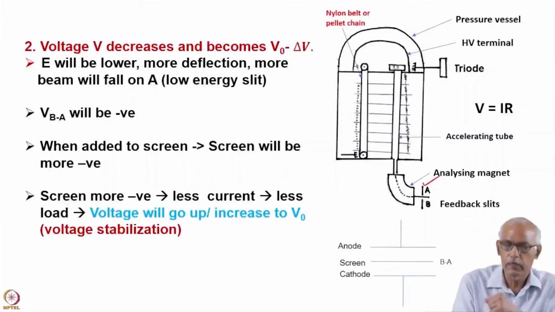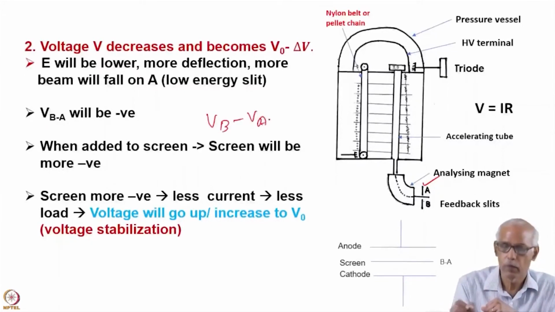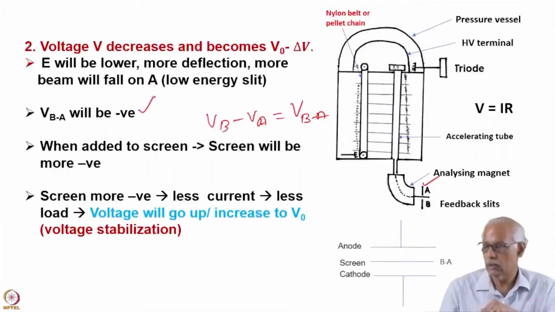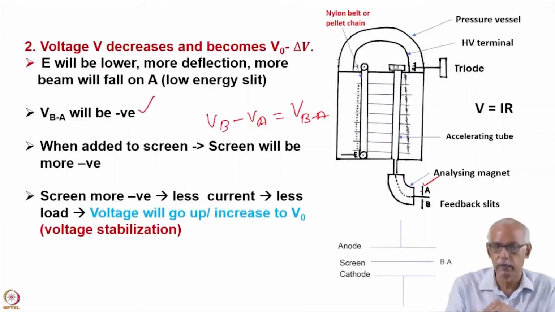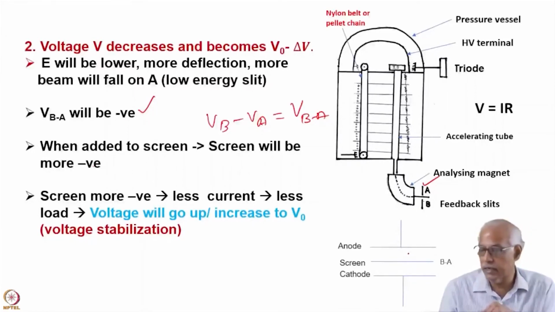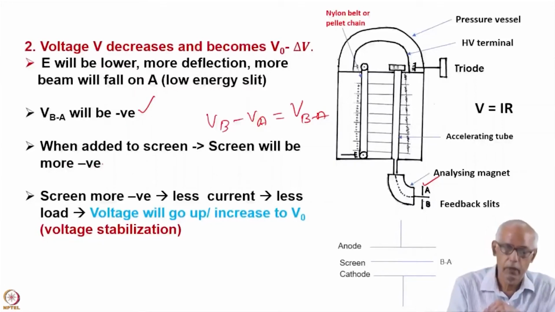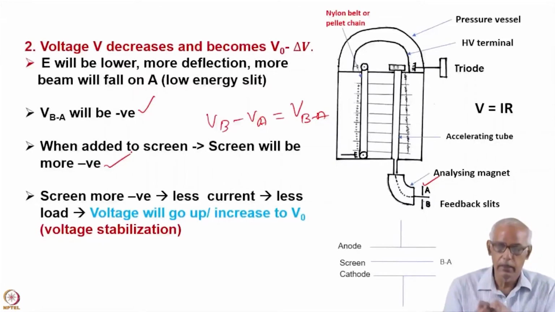So if you take the difference in voltage, we can say VB minus VA, then it will be negative now because the beam is falling on A. So when you add this negative to the negative, it will be more negative. And the screen will be more negative, which means less current will flow through the circuit.